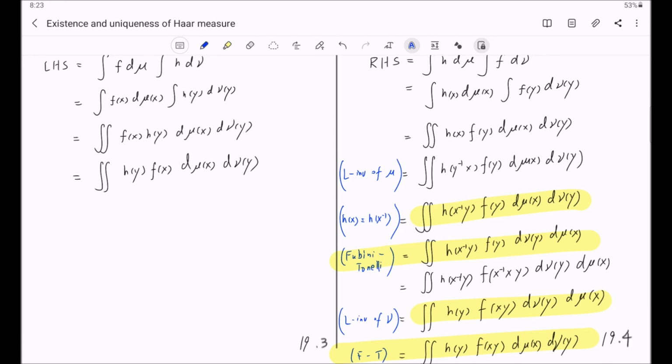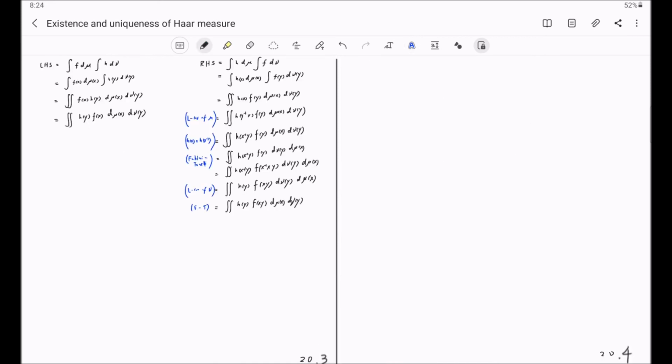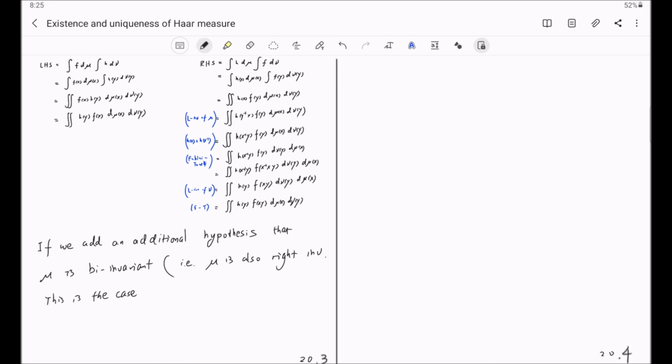And now, if we add an additional hypothesis, that mu is bi-invariant, namely, mu is also right invariant. This is the case if the group G is abelian. If the group G is abelian, then any Haar measure is bi-invariant.